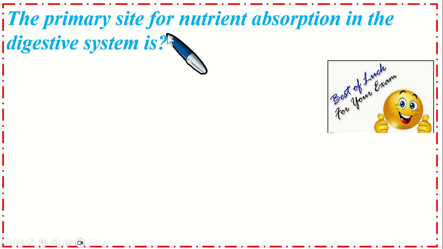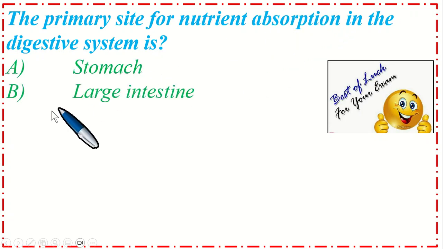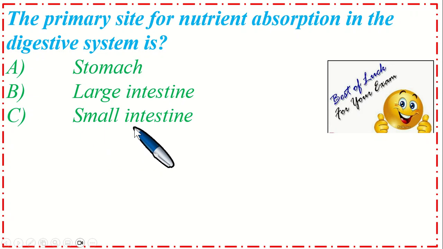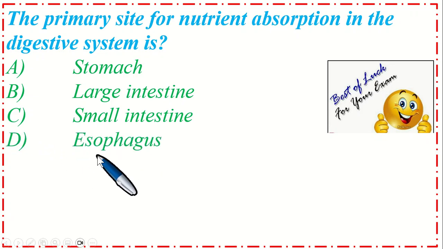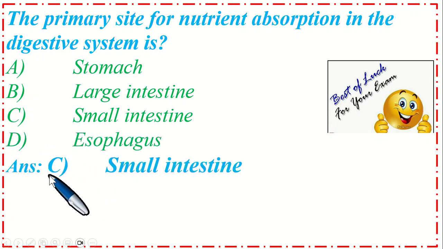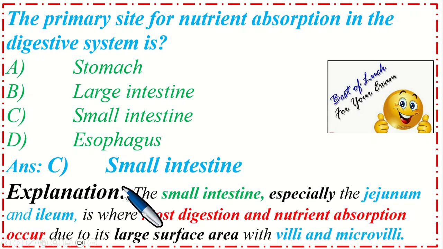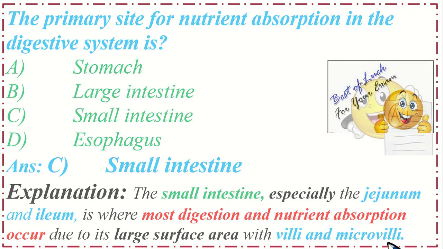The primary site for nutrient absorption in the digestive system is option A, stomach, B, large intestine, C, small intestine, and option D, esophagus. So the correct option is C, small intestine. The small intestine, especially the jejunum and ileum, is where most digestion and nutrient absorption occurs due to its large surface area with villi and microvilli.